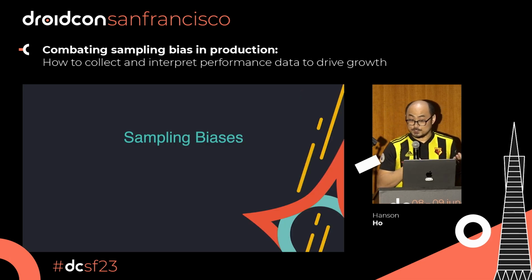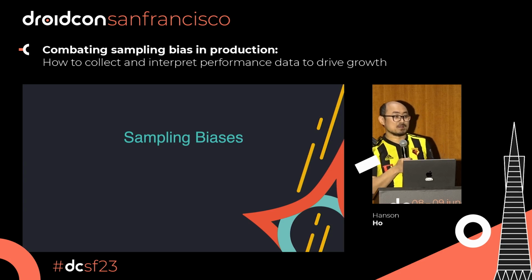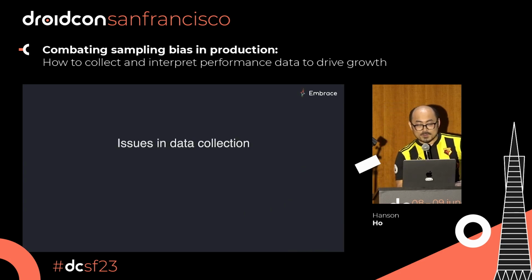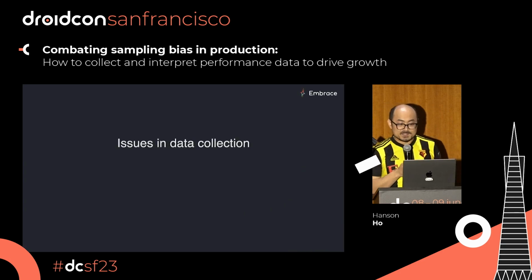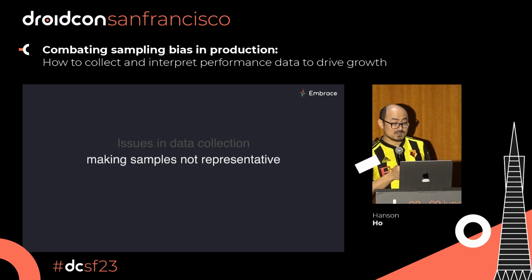And that's why you want to reduce sampling biases. So let me first define what sampling biases are. Well, they are, broadly speaking, issues in data collection that make samples that you collect not representative of the population where it comes from.